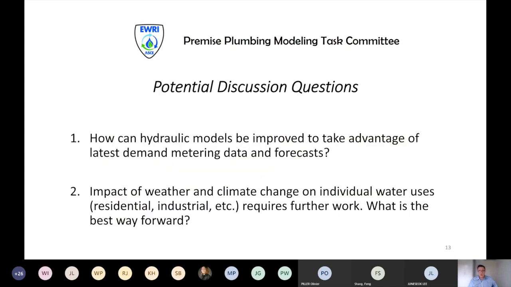In terms of discussion questions, that's basically what I would like to discuss now. How can hydraulic models be improved to take advantage of latest demand metering data and forecasts? And we can also have a chat, if we have time, about the impact of weather and climate change on individual water uses. Especially, I'm keen on the commercial and industrial side of things. I know that Steve Buckberger has been working quite a lot on characterizing industrial water consumption. So, thank you.